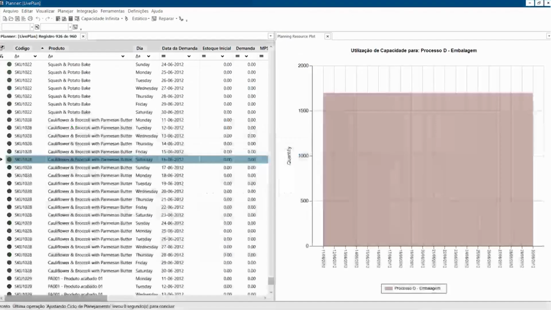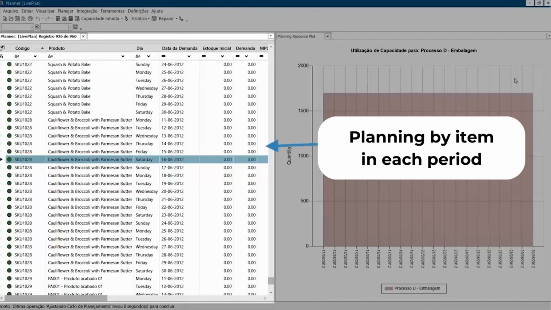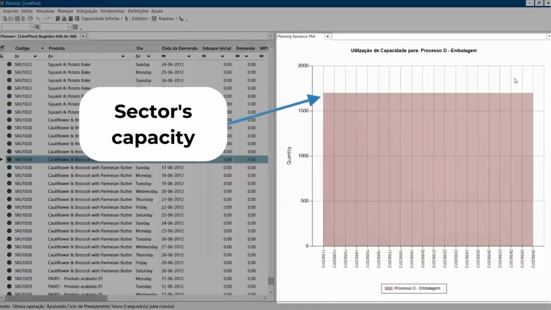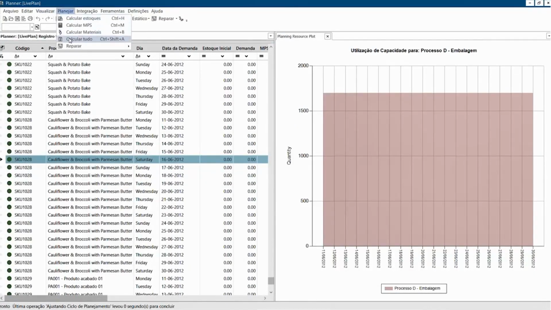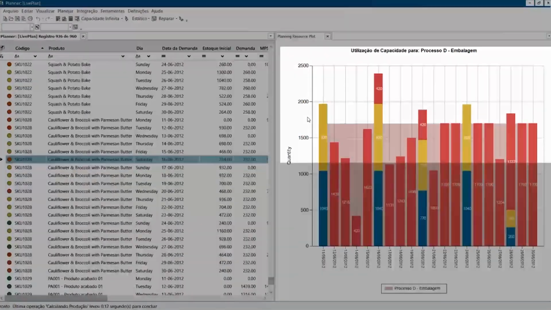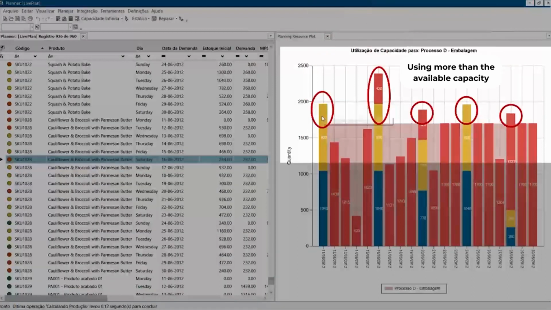Here we have information on the products we're going to work on, as well as the capacities of each of the sectors we're going to be passing this product on to. When we have planning done, using the same planning model as the ERP, we have several moments when our capacity goes beyond what we have available.